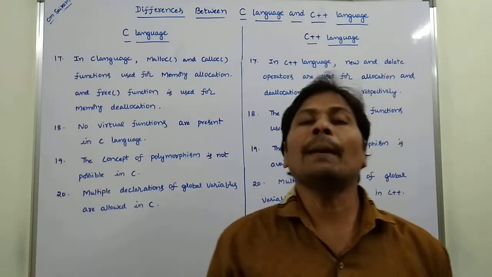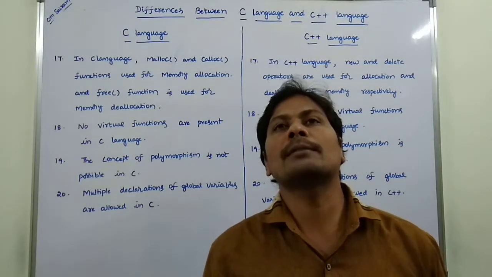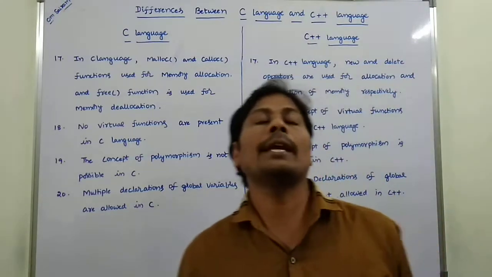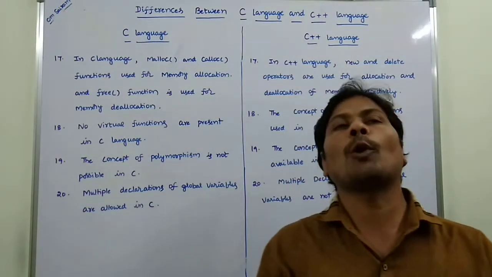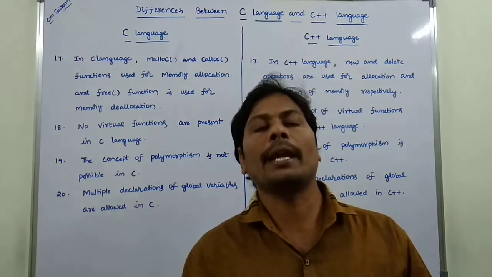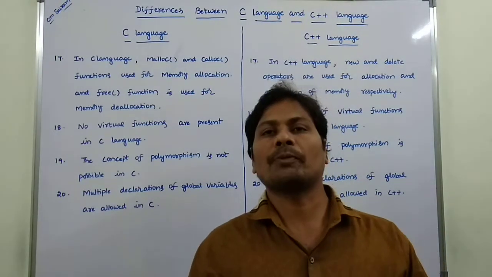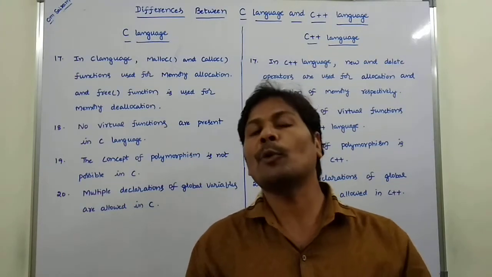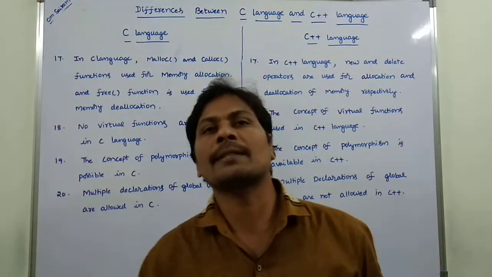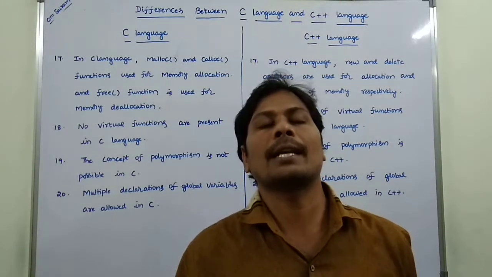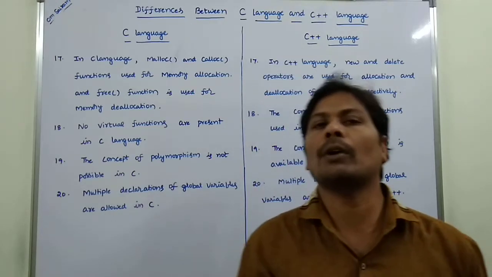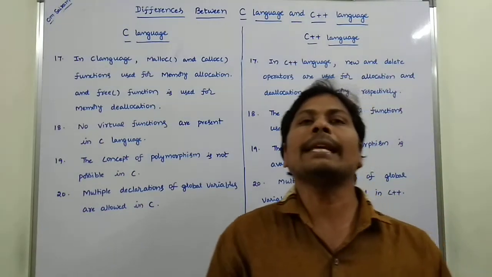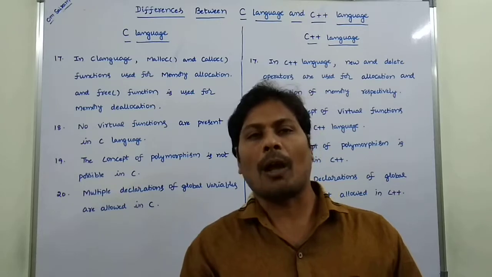Next one, multiple declaration of global variables is allowed in C language. Here, multiple declaration of global variables is not allowed in C++ language. Multiple declaration of global variables is allowed only in C language, but in the case of C++ language that facility is not available. So these are the common differences between C language and C++ language.